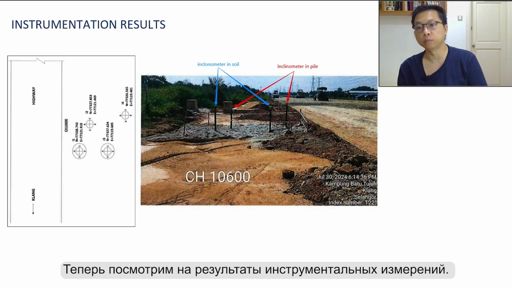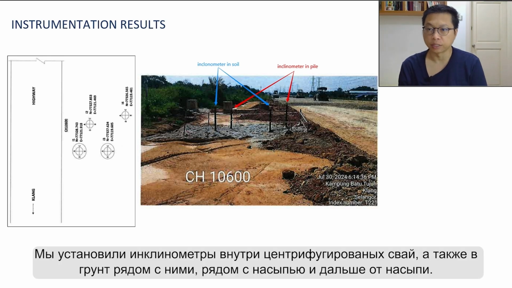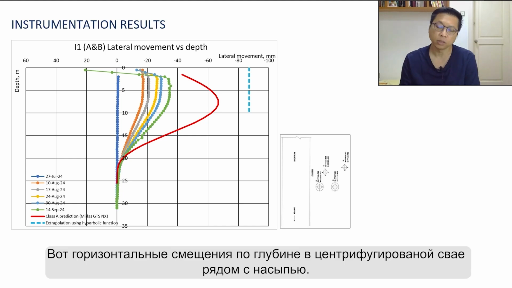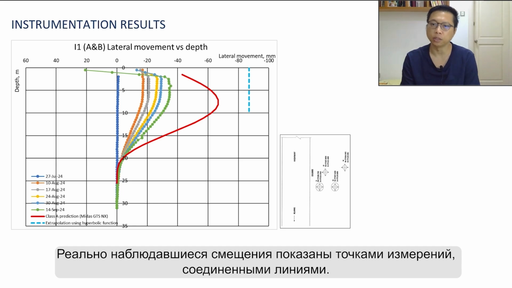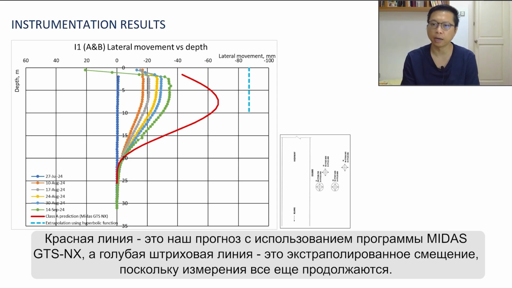Now we look at the instrumentation results. We installed inclinometers into the annulus of the spun piles and in the soil next to the spun pile, next to the embankment, and further away from the embankment. Now this is the deflection in the spun pile next to the embankment. The measured deflection is represented by lines with markers. The red line is our prediction using Midas GTS NX, and the blue dotted line is the extrapolated deflection since the measurement is still ongoing.